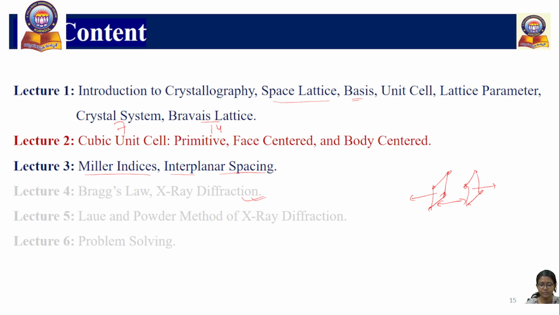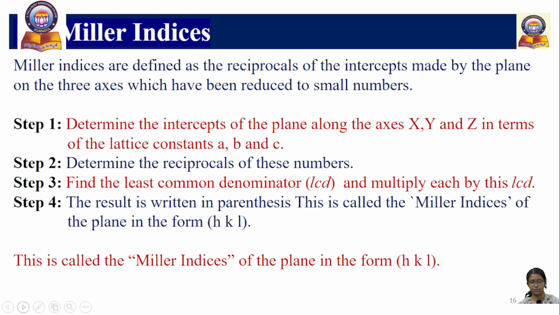So we have to identify this plane and we have to identify this plane. Then we can find what is the gap between them. In this lecture, we are going to discuss these 2 things basically. So first we should know what are the steps. Then we'll do some examples. It's very important. So Miller indices, how are they defined? It is defined as the reciprocal of the intercepts made by the plane on 3 axes, reduced to small numbers. If we just say the definition, we do not get the gist of it. We'll go one by one.